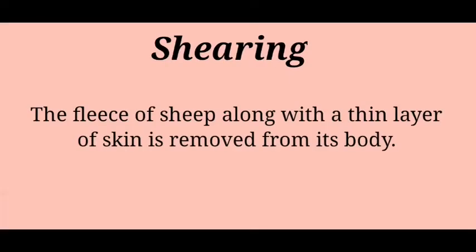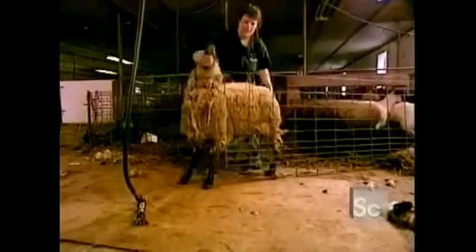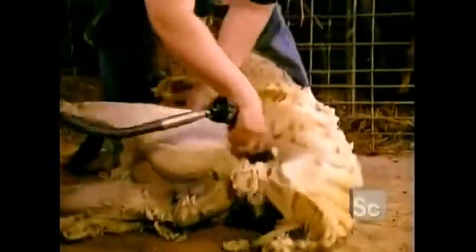The first step in the processing of wool is shearing. The fleece of the sheep along with a thin layer of skin is removed from its body, and this process is called shearing. For this process, some machines similar to those used by barbers are used to shave off the hair of the sheep.